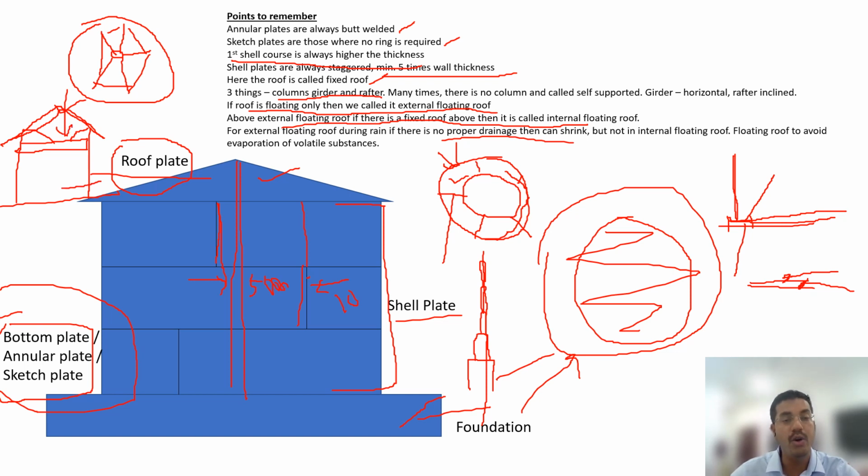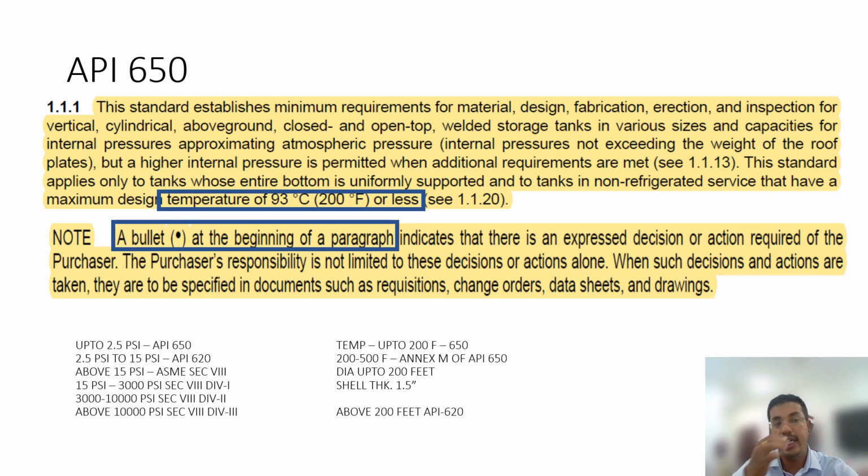But for an internal floating roof, if there is a fixed roof on top of this, it can be avoided. So let's start API 650, chapter 1. There are a few points you have to remember, and you will find must-have questions in the API 653 exam from API 650.